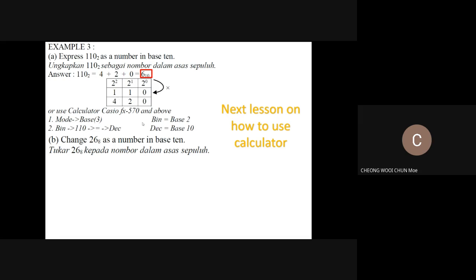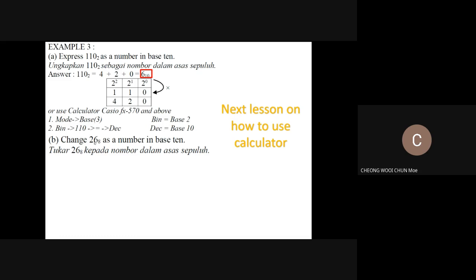If you want to use a calculator, it must be a Casio FX570 and above. You press mode, then press base, then press 3. Then you press bin, because bin means base 2. Then from base 2, you click that, because that is to get base 10. So you get the answer 6 base 10. Later on, I'll show you how. You'll see a video clip.